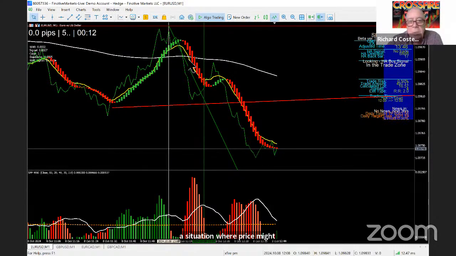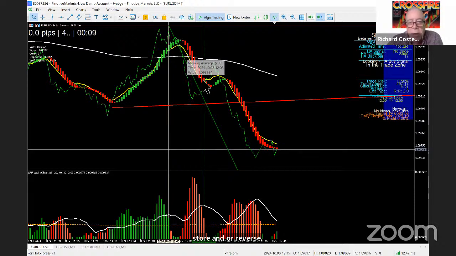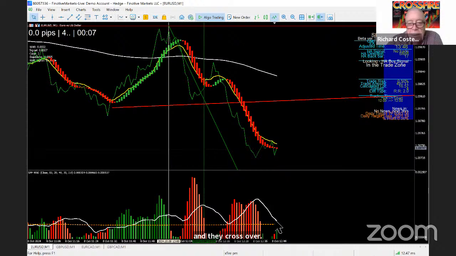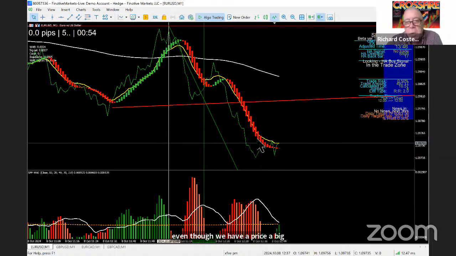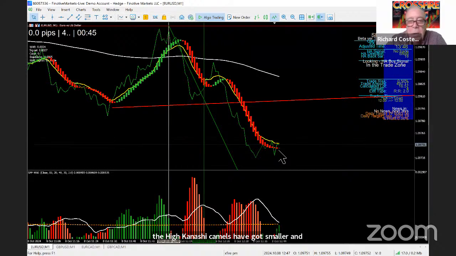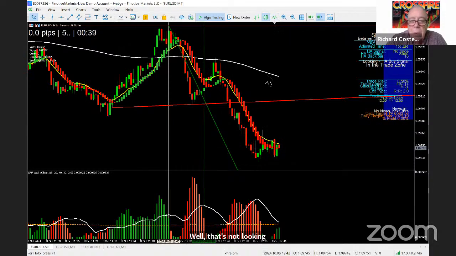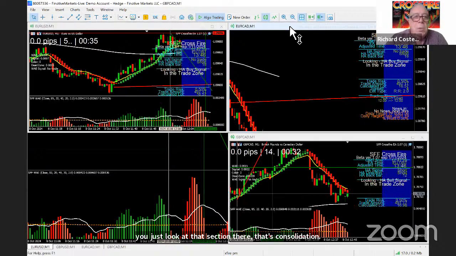We haven't had a recent MA crossover, and the water atta is saying keep out. So there's nothing going on there, even though we have had a reasonable price drop, but that drop is not going to last because the Heiken-Ashi candles have got smaller and smaller, and actually there's now a green one there. So that's not looking favorable. If you just look at that section there, that's consolidation. Price is not going anywhere. So that was Euro, USD.